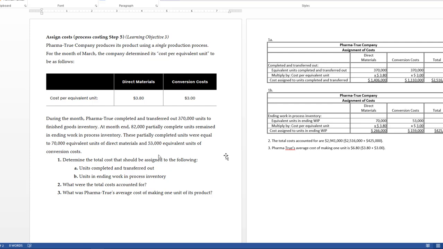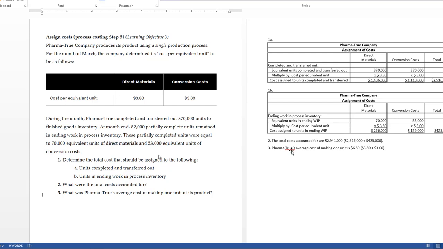And these partially completed units were equal to 70,000 equivalent units of direct material and 53,000 equivalent units of conversion costs. Okay, so they give us all the information that we need in order to assign the costs and show how many were completed and transferred out, and then also what is in our ending work in process inventory. So 1A is to determine what our units completed and transferred out were, and the total cost assigned to those. Okay, so equivalent units completed and transferred out.